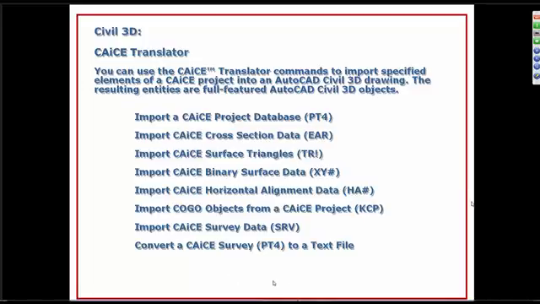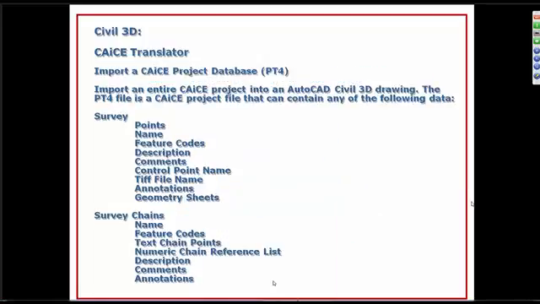To import an entire CAiCE project into an AutoCAD Civil 3D drawing, the PT4 file is the CAiCE project file that can contain any of the following data.